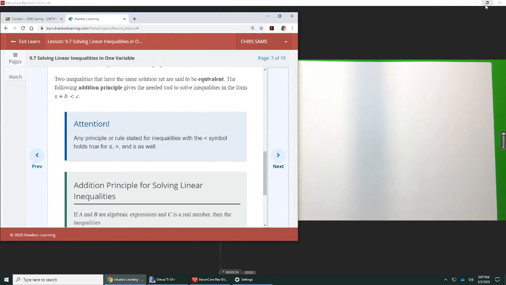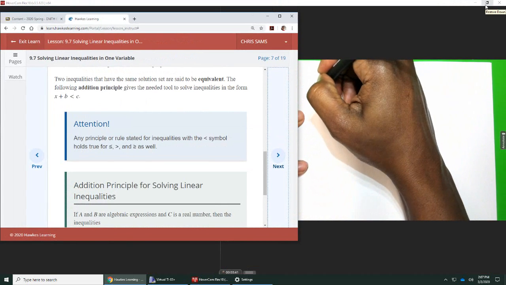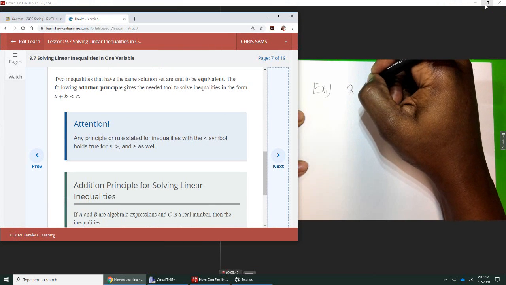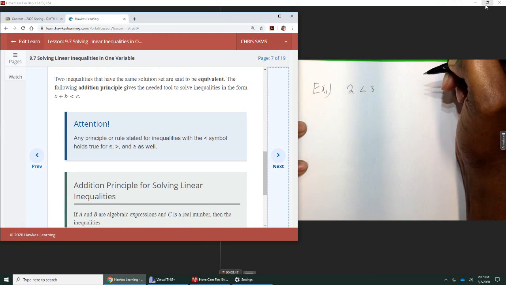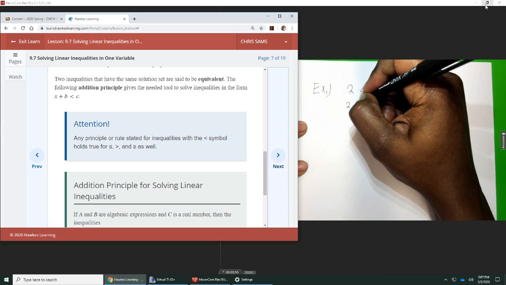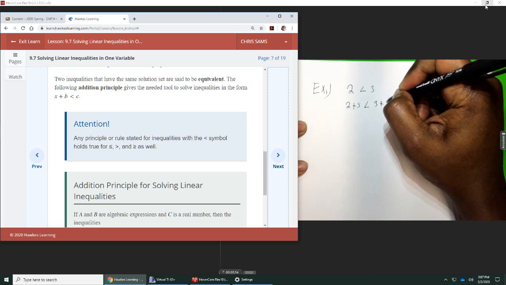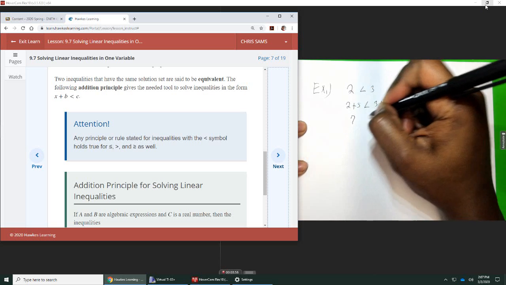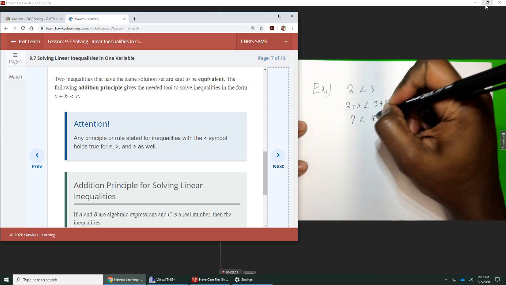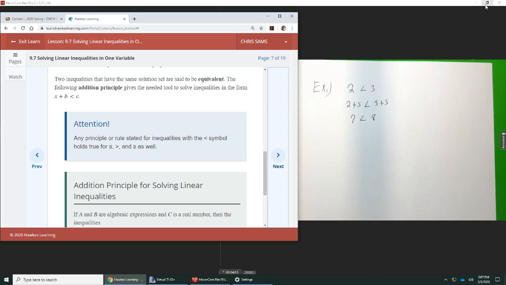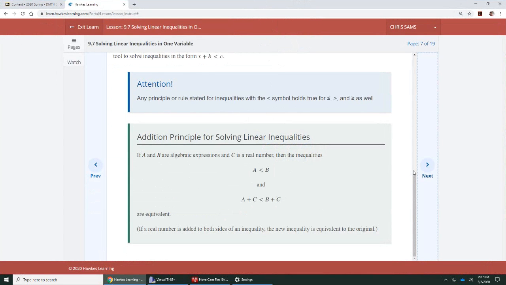So just for an example, if I have something like 2 is less than 3, and then I add 5 to both sides, basically I get something that's still true. 7 is still less than 8. So I added 5 to both numbers, and both of those are still going to be the same truth value. So that's all that's wanting you to see here with symbolic notation.